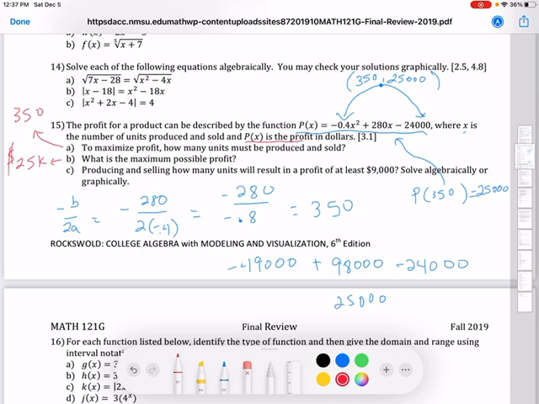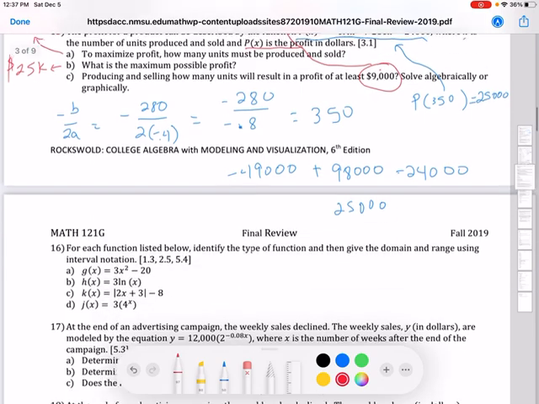All right, for this part C, the 9,000, you're going to plug it in here for P of X, and then you're going to solve the problem. I recommend you guys use the quadratic formula to figure the answer to that problem. Okay, so I'll stop there on that problem.